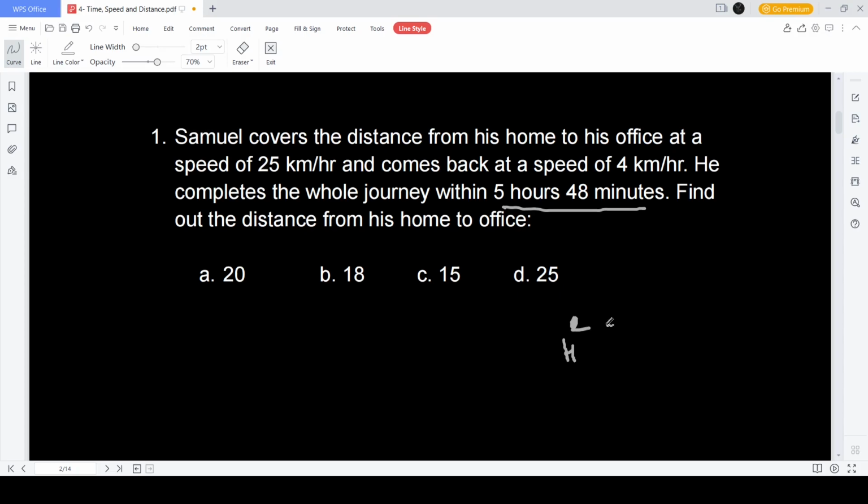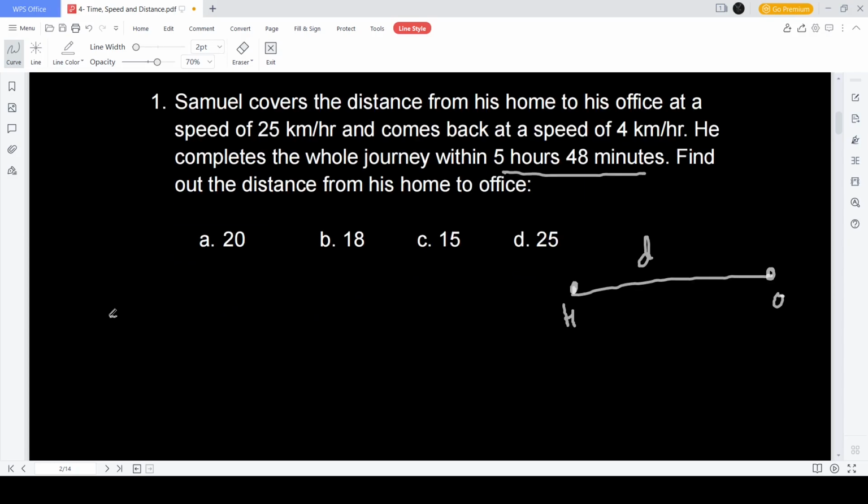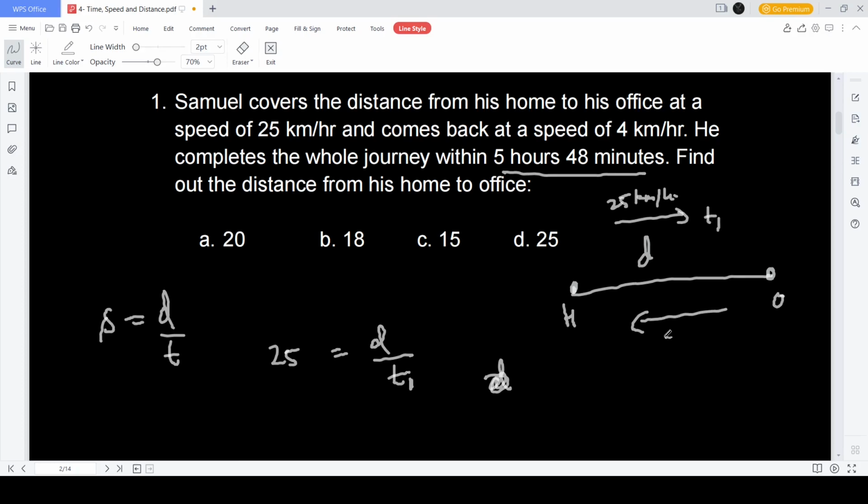Let's assume this is his home, this is his office, and the distance between his home and office is d. Okay, here we use one simple formula again and again: speed is equal to distance by time. On the first trip, his speed was 25 km per hour, so 25 km per hour is equal to distance divided by time. Let's find time 1, t1, that is while going it took t1, while coming back it took t2, where his speed was 4 km per hour.